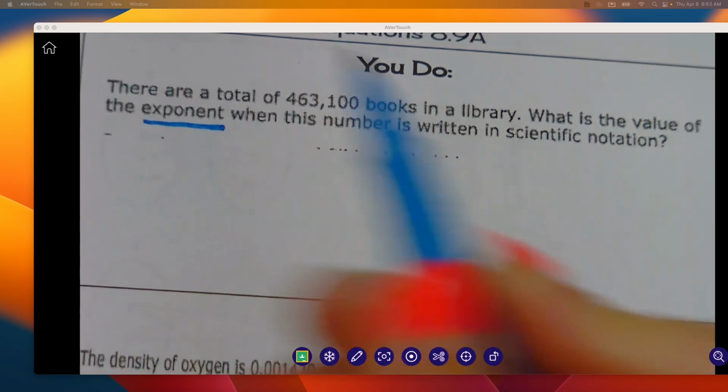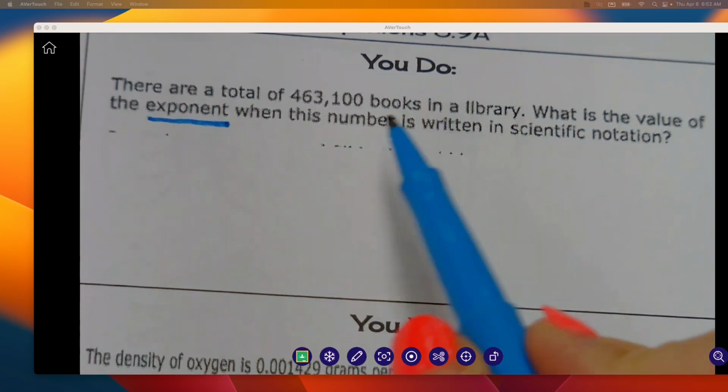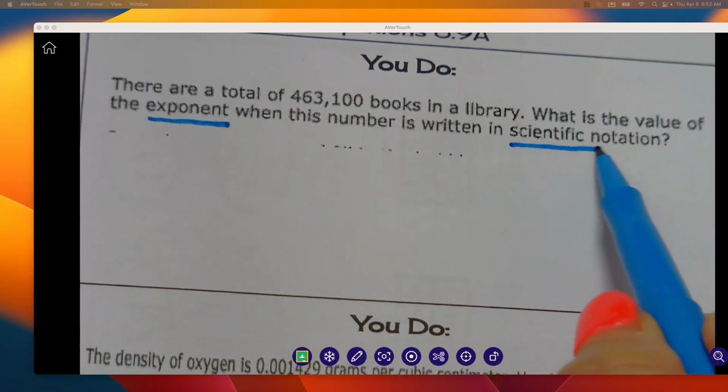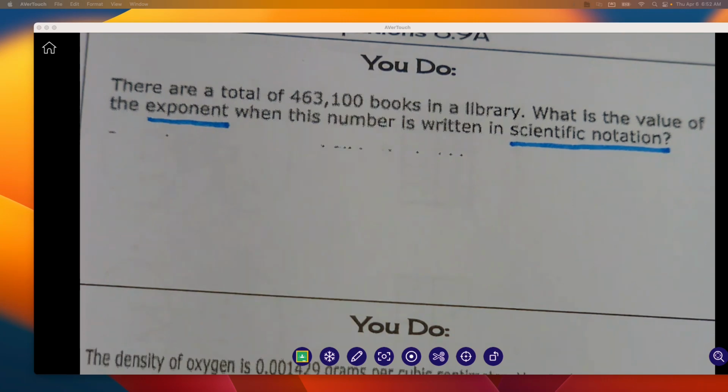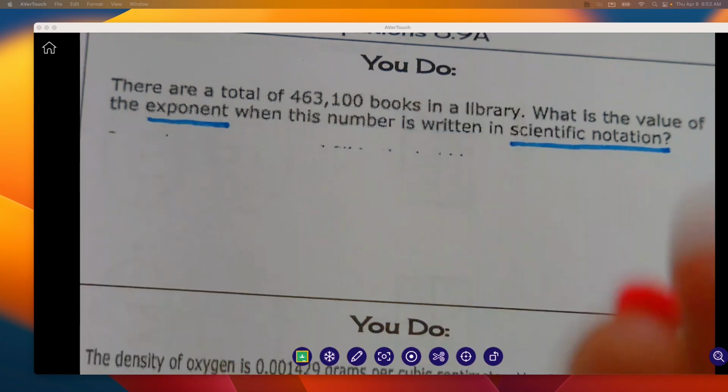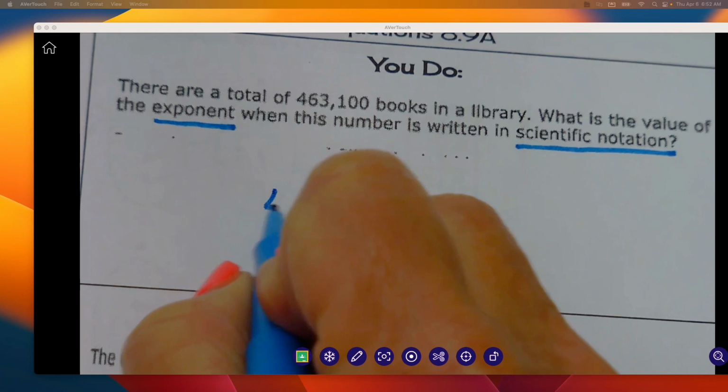So guys, all we're doing is we're looking for the exponent when this number is written in scientific notation. Remember, if it's written in scientific notation, that base number has to be between 1 and 10. But first thing we're going to do is we're going to rewrite this number.